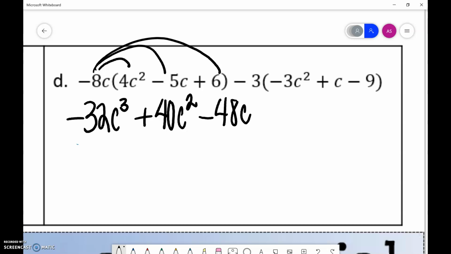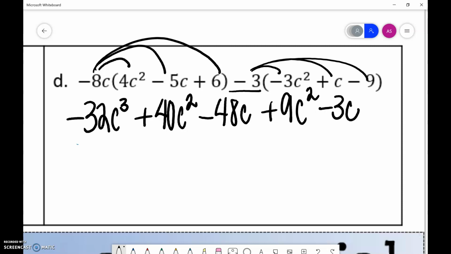Then here I have minus 3. So when I do my distributive property here, I'm going to have to make sure I'm doing everything times negative 3. So I'm going to have negative 3 times negative 3c squared. That's going to be positive 9c squared. I have negative 3 times c. That's going to be negative 3c. I have negative 3 times negative 9. That's going to be positive 27.